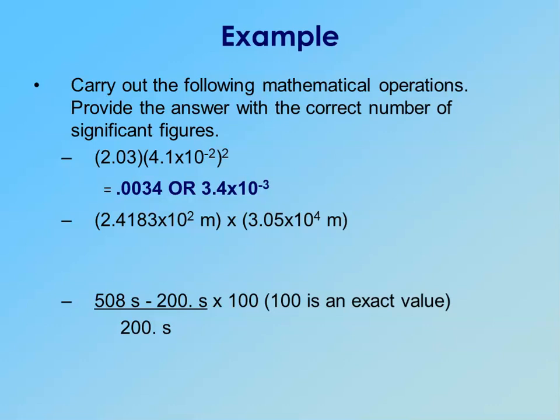In my second example, I'm taking two numbers in exponential form, 2.4183 times 10 to the second, meters, and I'm going to multiply it by 3.05 times 10 to the fourth. Again, both of these are in scientific notation form, so I want to look at how many digits come before the times sign, since all of those are being represented as sig figs. 2.4183 has 5 digits before the times sign, so 5 significant figures. 3.05 has 3 digits before the times sign, or 3 sig figs.